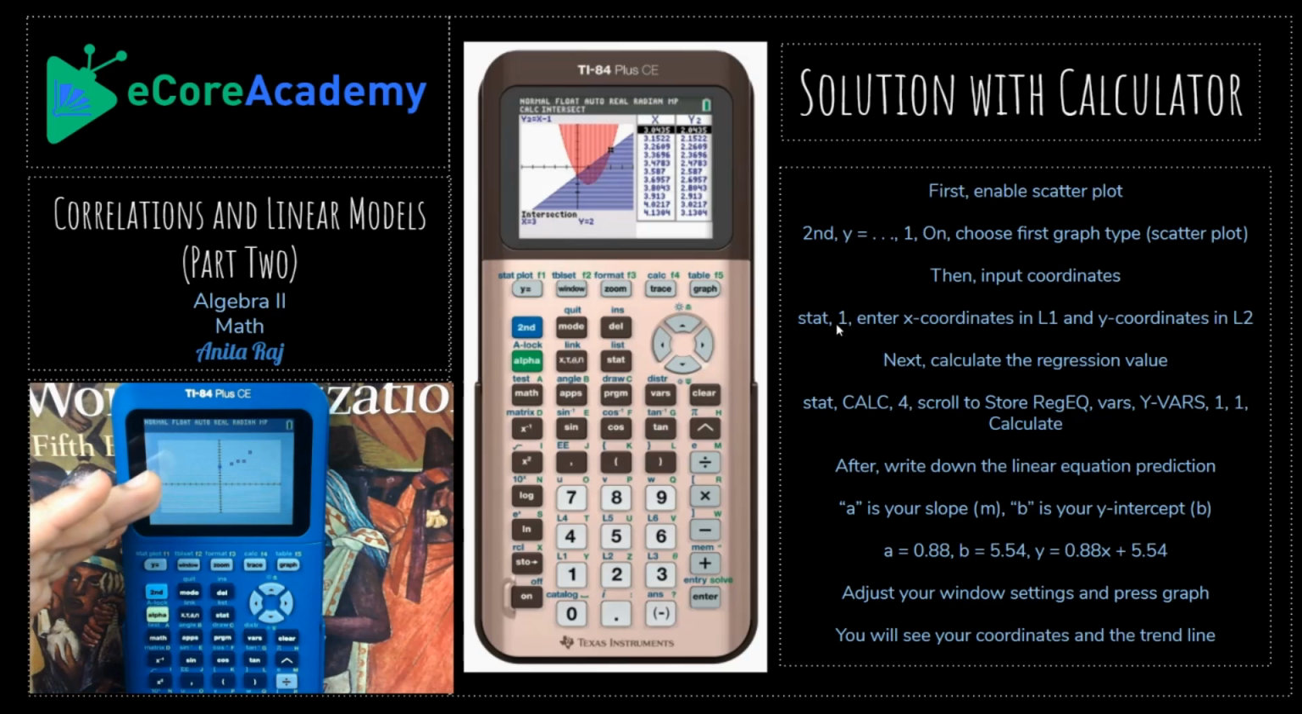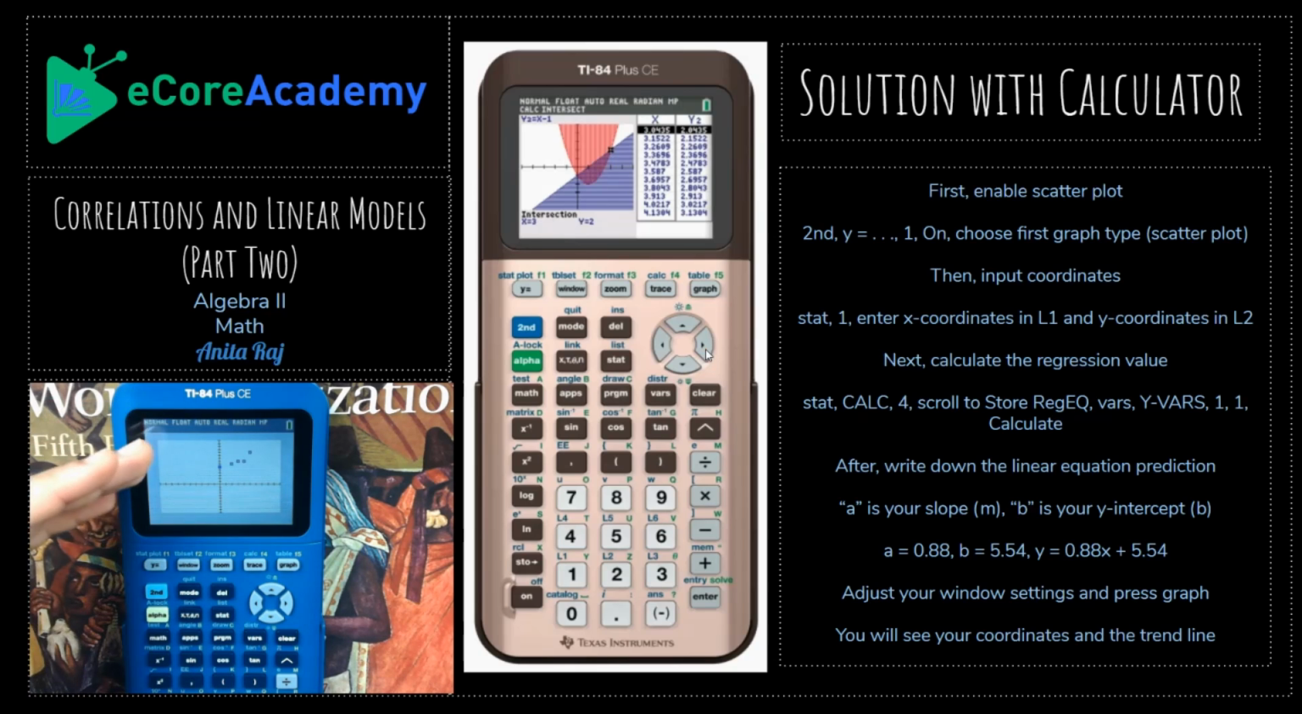Next, you want to actually calculate the regression value, meaning we want to calculate the linear regression, or the line of best fit. In order to do so, we hit stat, which is right below the delete key. Then we scroll right to the calc menu, and we hit 4 for linear regression, which is ax plus b. Then we scroll to store regular equation. Then we hit the vars button, which is right here where my cursor is. Then we hit right to go to the y vars menu. We hit 1 twice. We hit the down arrow to calculate, and then we hit enter to confirm.